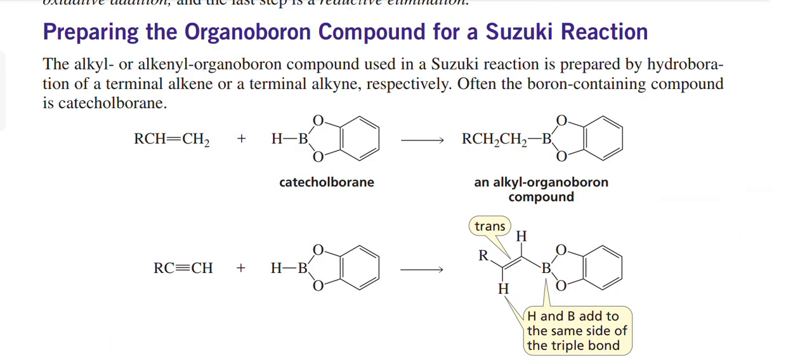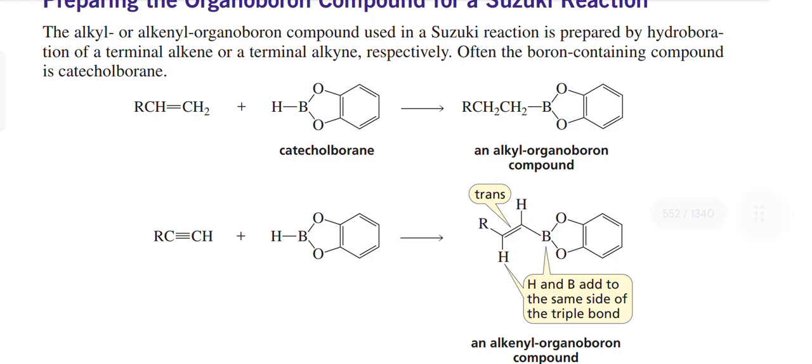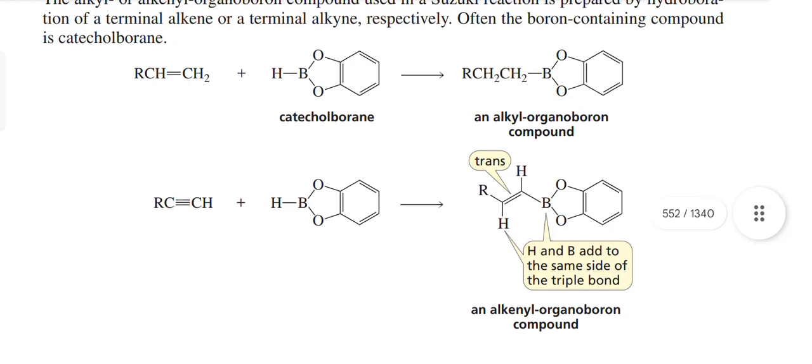Now I am going to talk about preparing the organoboron compound for a Suzuki reaction. The alkyl or alkenyl organoboron compound used in a Suzuki reaction is prepared by the hydroboration of a terminal alkene or a terminal alkyne respectively. Often the boron-containing compound is catechol borane. So in this reaction we can clearly see that we have an alkenyl organoboron compound, catechol borane, and during the reaction we got an alkyl organoboron compound.